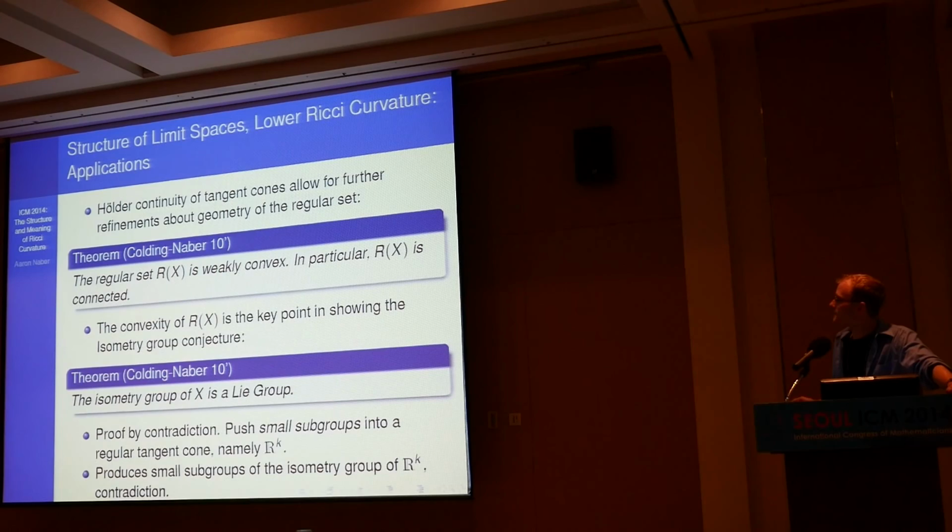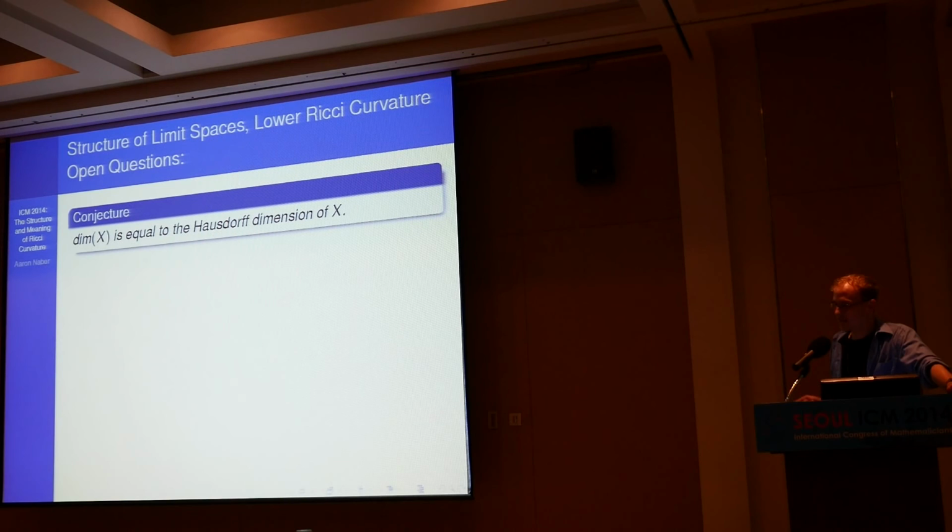So we've assigned now to every such metric space that arises as a limit a dimension, right? So we have this regular set, which is k-rectifiable, and k is our dimension. We haven't said that this dimension has anything to do with other natural notions of dimension. So, in particular, is the dimension, as this thing is defined, the same as the Hausdorff dimension? This is an extremely reasonable question if you're looking in the area.